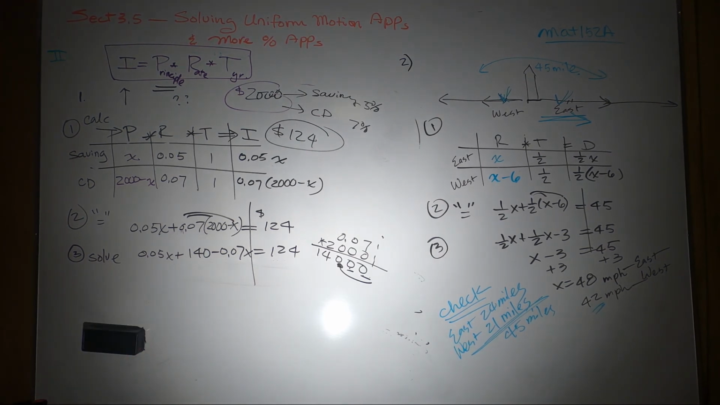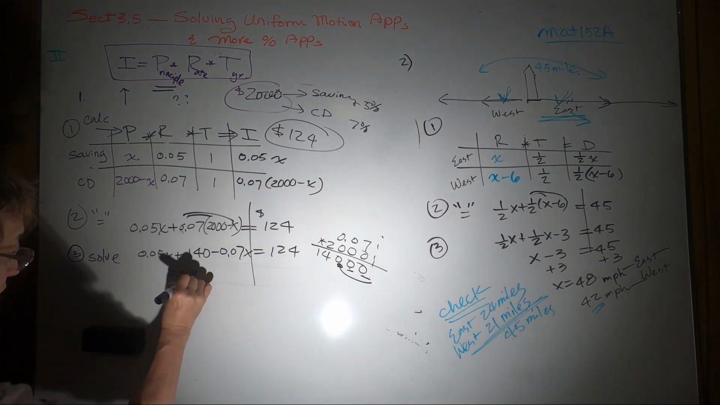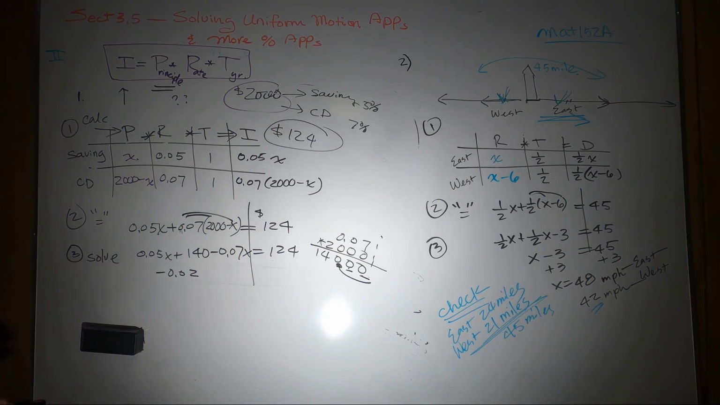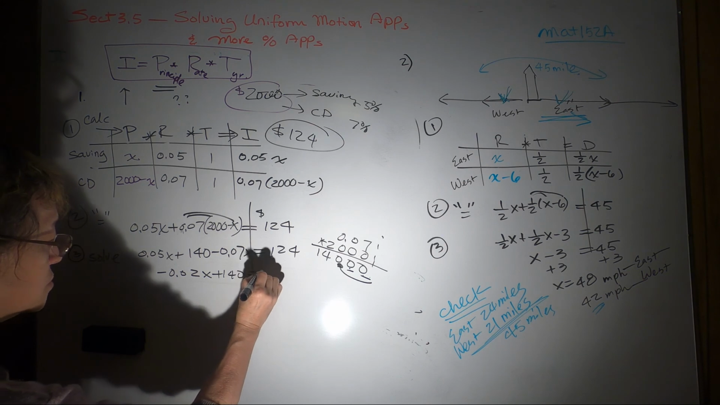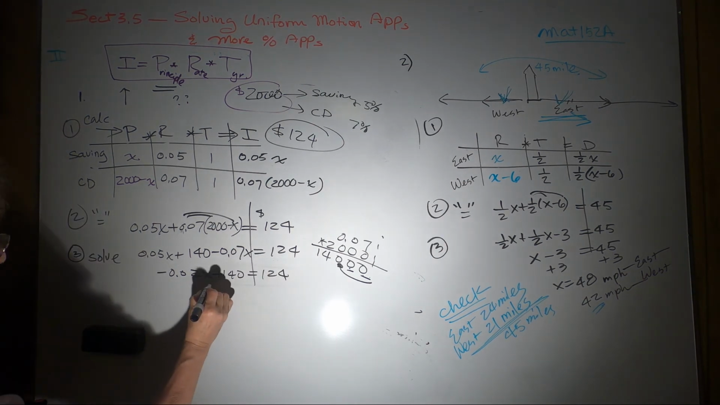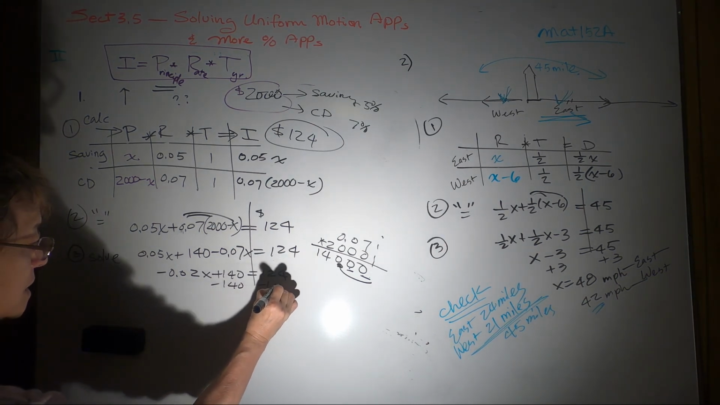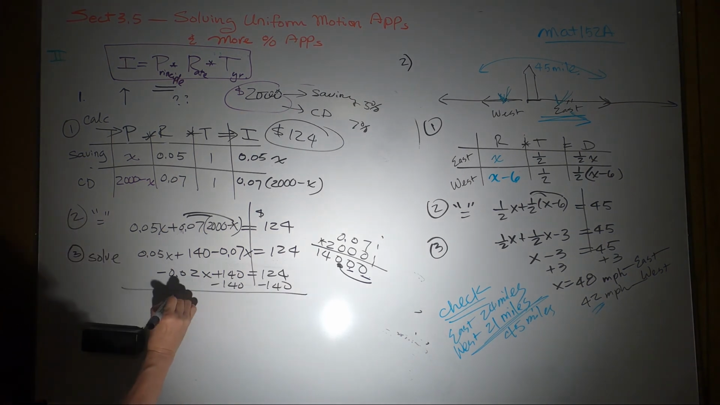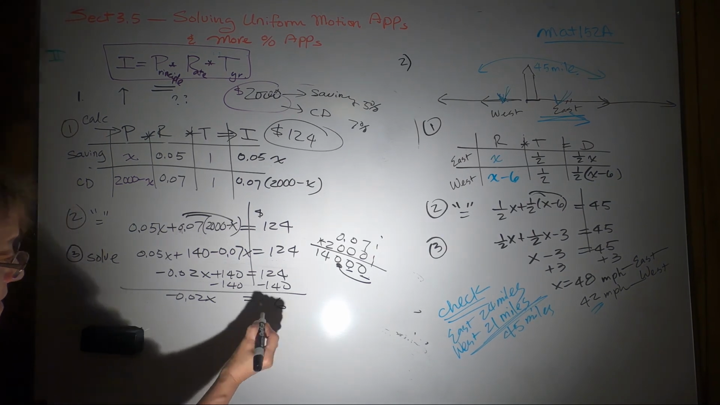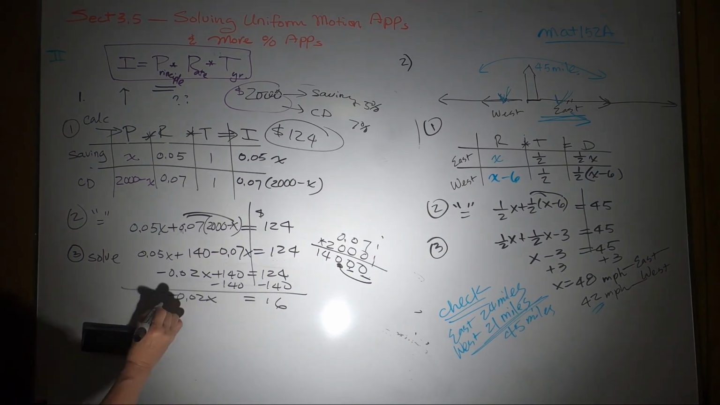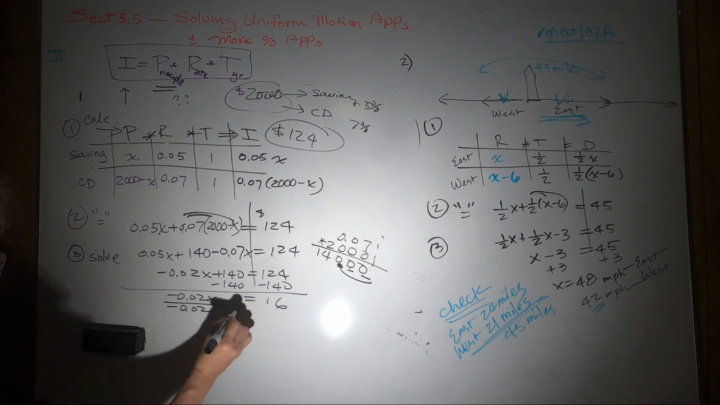Then we solve it just like your regular number. 0.05 minus 0.07 is what? 0.02 difference, but negative because this guy is bigger, right? Negative 0.02x plus 140 equals 124. Then you minus 140. Then what do we have? Negative 0.02x equals what? Negative 16, right? Then you divide it by negative 0.02.